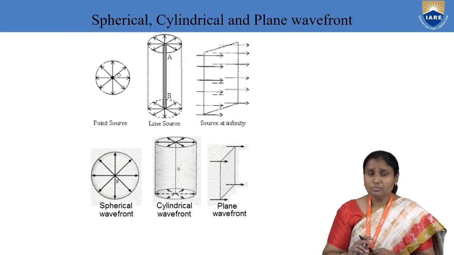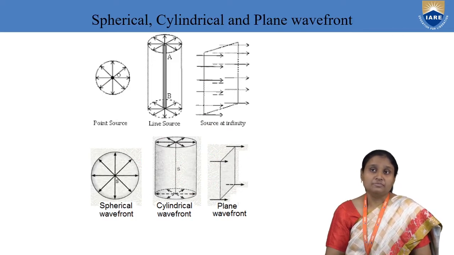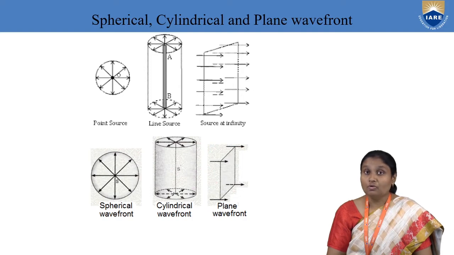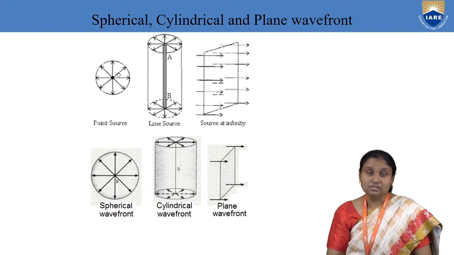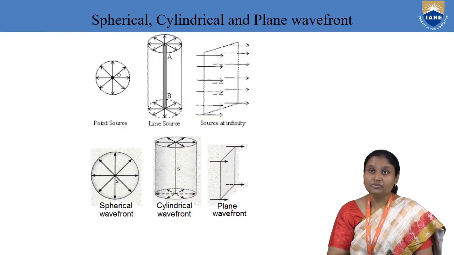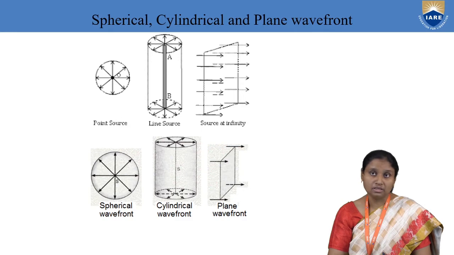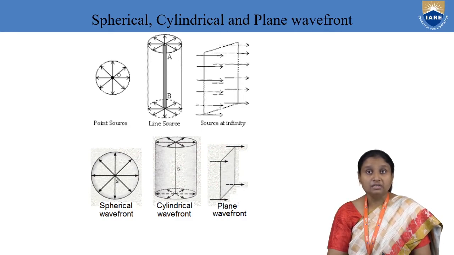Before moving further, we should have an idea about three types of wavefront. What is a wavefront? A wavefront is the locus of all the waves which are vibrating in the same phase. Depending upon the shape of the wavefront, here we were discussing three types: one is spherical, another is cylindrical, and the third is plane wavefront. And when will you get spherical, then cylindrical, and then plane wavefront?